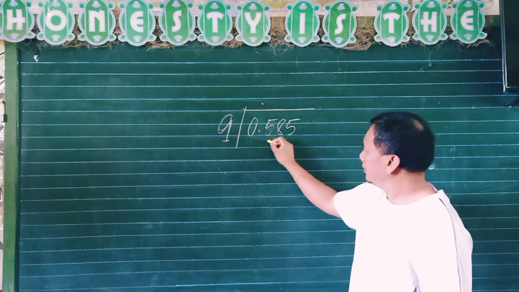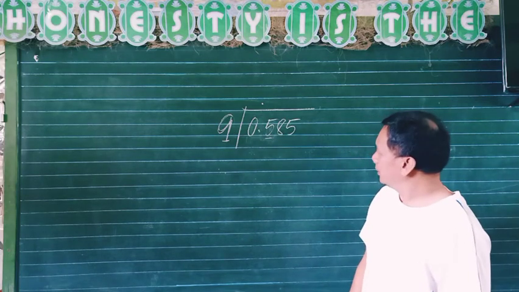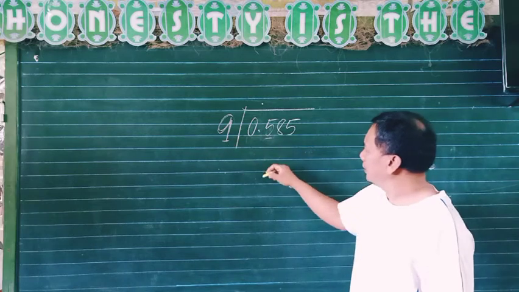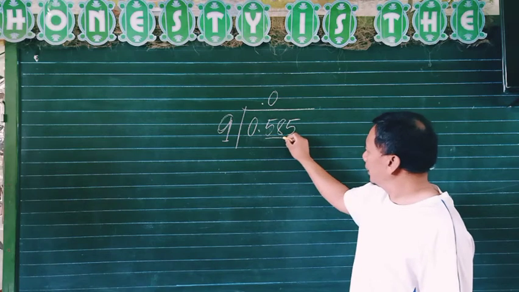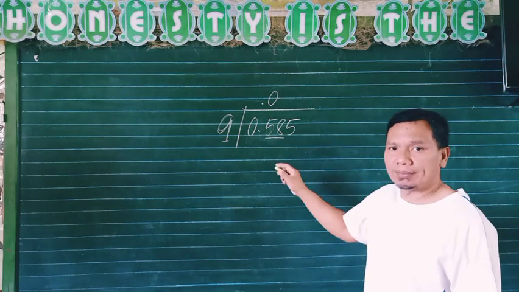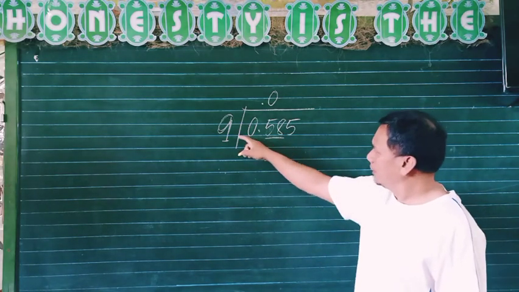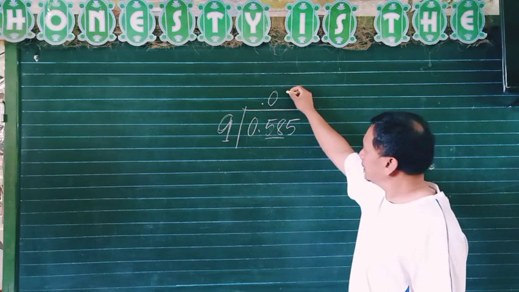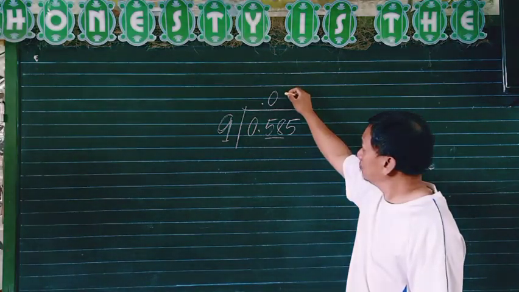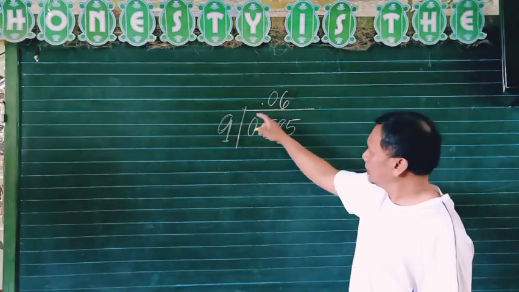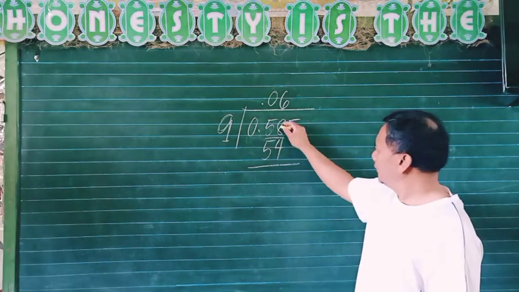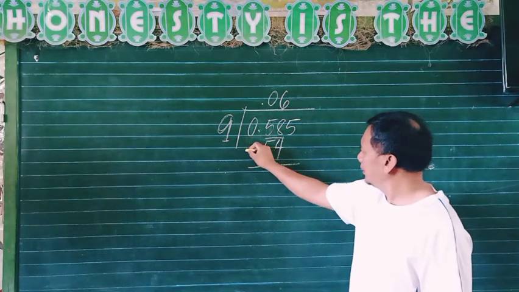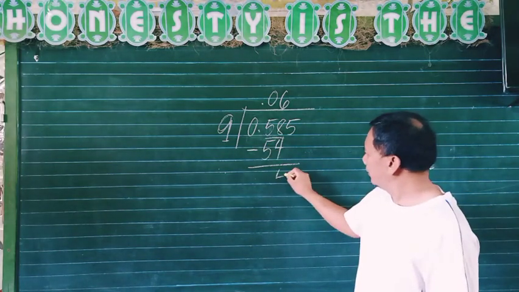So we have one digit, you first get the first digit. So 5 divided by 9, it cannot be, so you write there 0. So you include the other number. So our number now is 58. So 58 divided by 9 equals, let's see, 6. So 6 times 9 equals 54. And then 58 minus 54 equals 4.